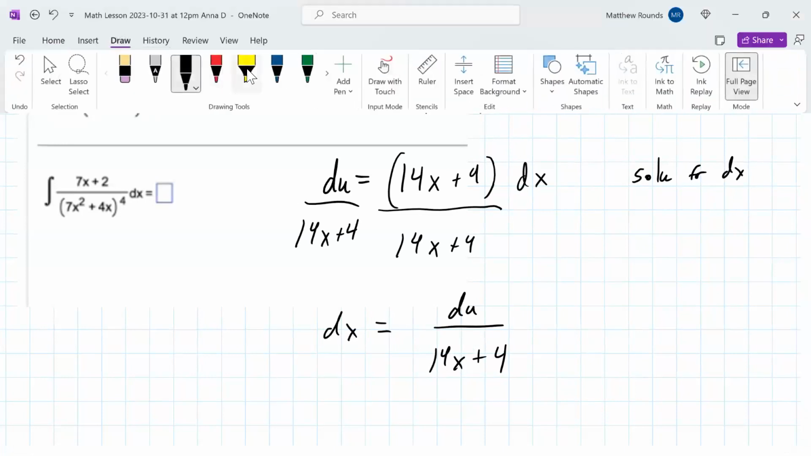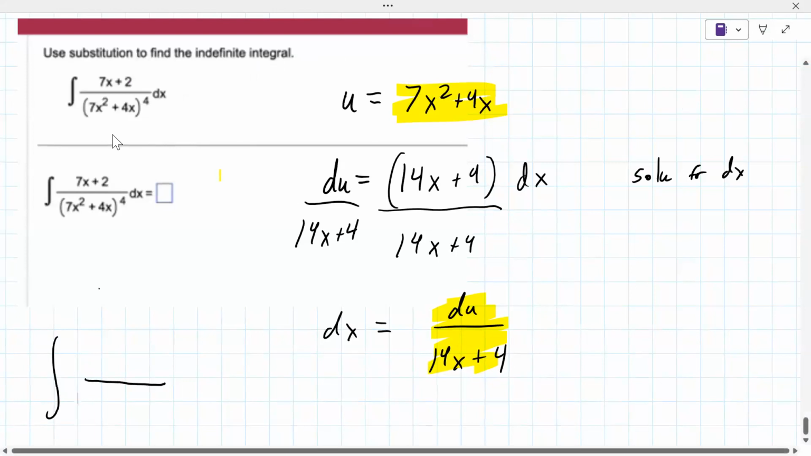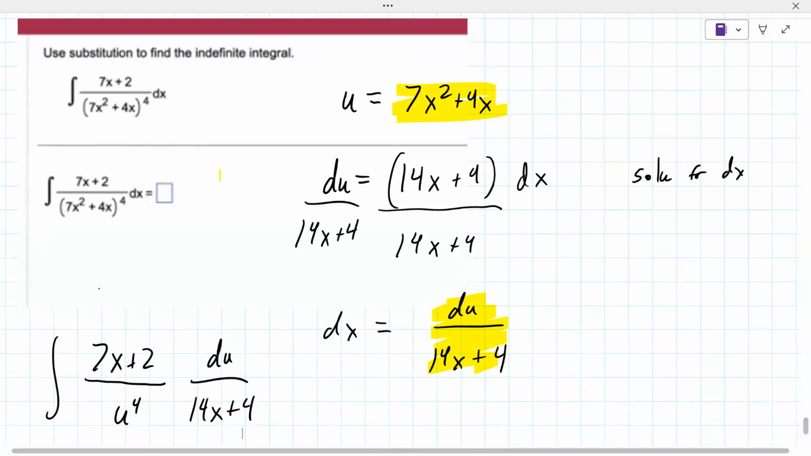And then you substitute in two things: your u and your dx. So you go back to your original problem. Only substitute for those. The u, the 7x squared plus 4x, that was on the bottom. You keep the thing on the top. Dx is du over 14x plus 4, like that. So I kept the 7x plus 2, 7x squared plus 4x is the u, and dx is du over this.